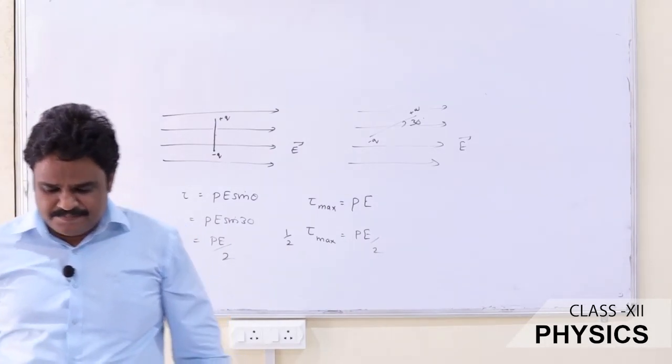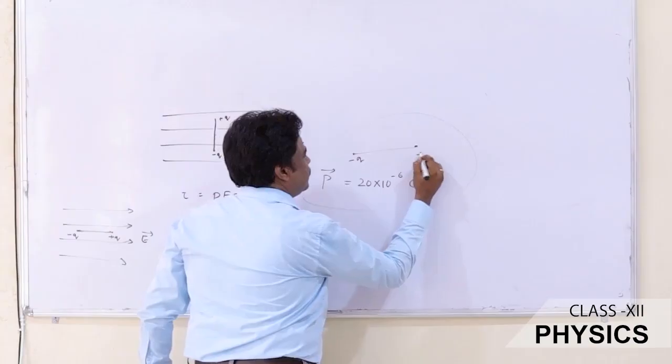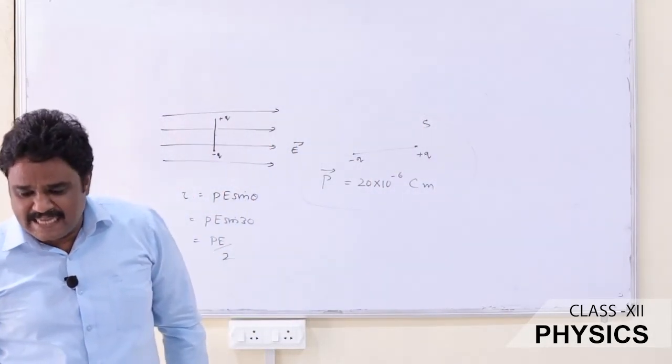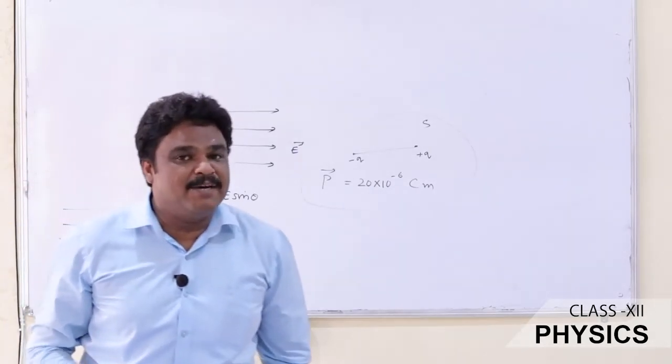Second question I am going to ask. An electric dipole of dipole moment, that is P vector is 20 into 10 power minus 6 coulomb meter, is enclosed by a closed surface. Obviously a dipole is enclosed by a closed surface. Say this is a closed surface. Now what is the question? What is the net flux coming out of the surface?